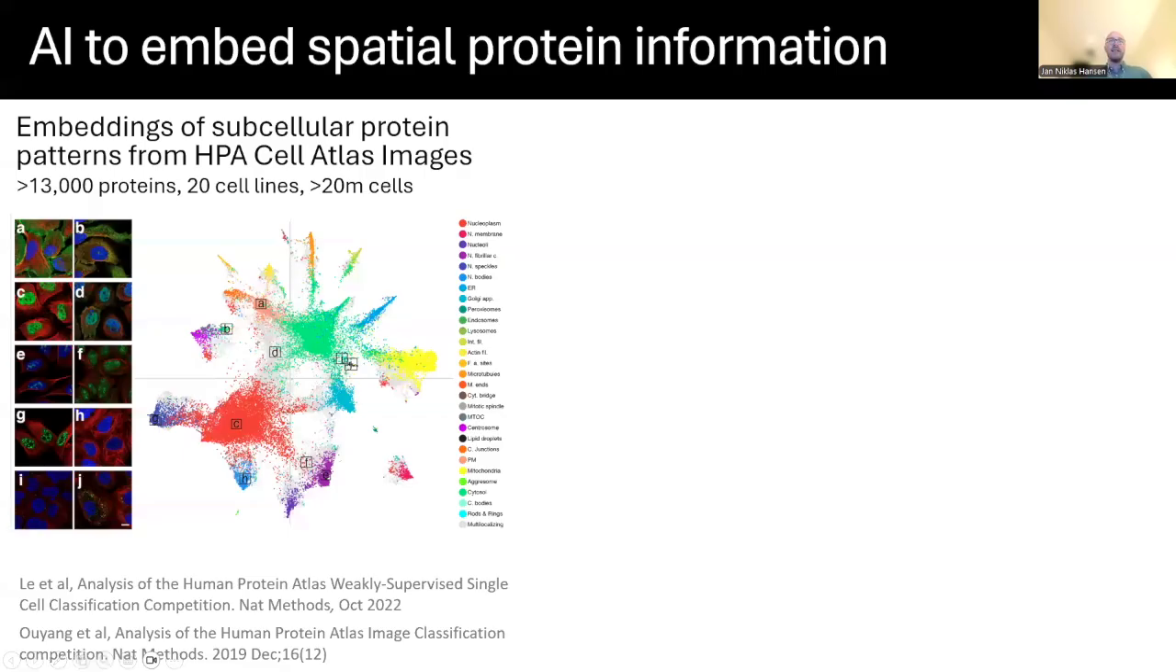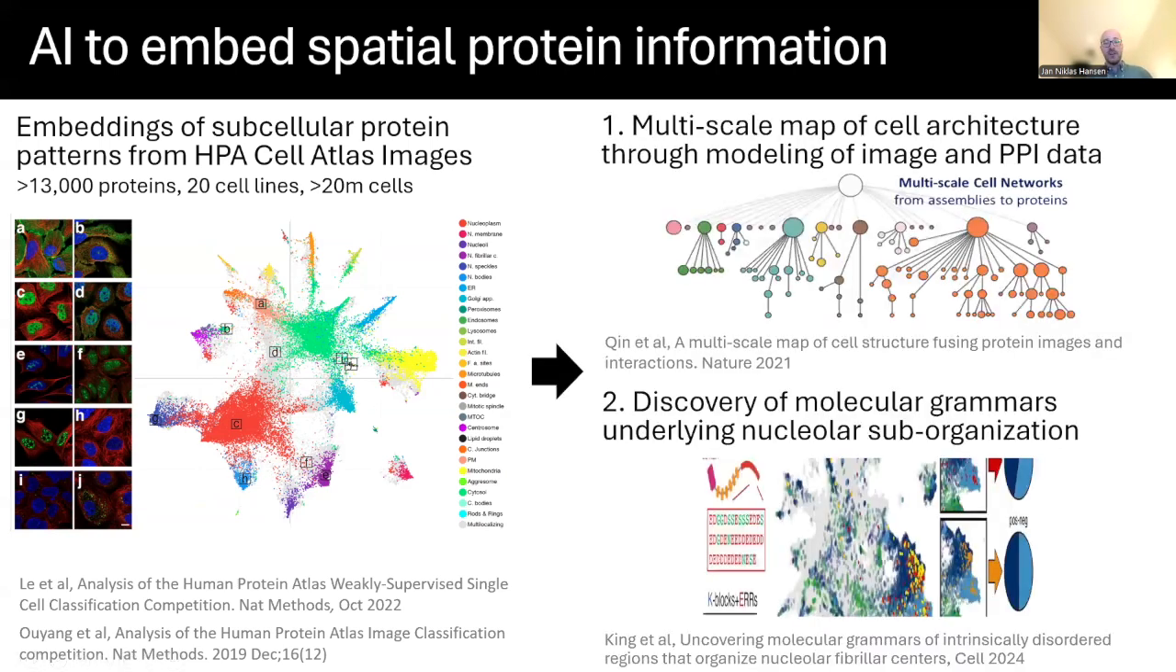So our lab has run Kaggle challenges to identify models that can basically turn these images into an embedding, and these embeddings can then be used in, for example, the multi-scale maps that we built in the CM4AI project, where we integrate this image data with the PPI data, or in other projects. And here's just another study where we contributed with these embeddings to revealing molecular grammars underlying nucleolar suborganization.